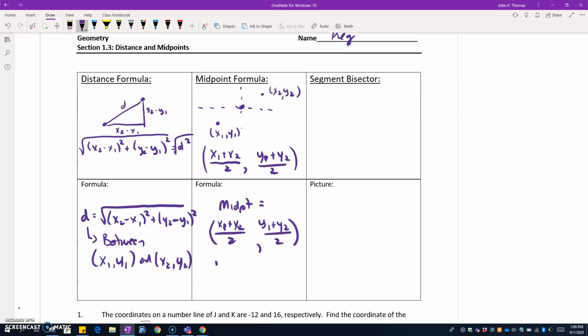And this gives us the midpoint between the points x1 comma y1 and x2 comma y2. So that's our midpoint and our distance formula.